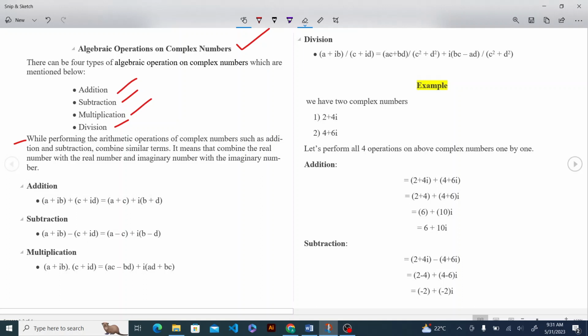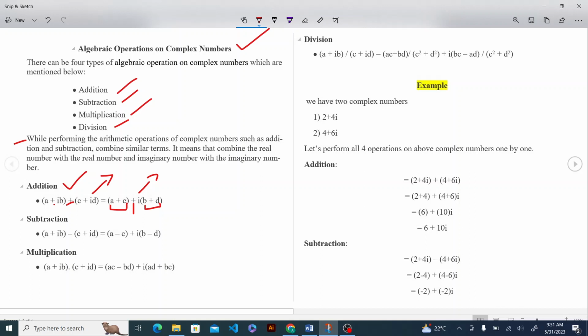The first one is addition. For addition, we have this formula. If we are adding two complex numbers, the first one is a plus b iota, plus, the plus sign is for addition, and then the second complex number is c plus d iota. If we are adding these numbers, then they will be added like this: the real parts a and c will be added, a plus c, and then the plus sign will come, and then b plus d, the imaginary parts will be combined or added, and then the iota sign will be placed here. So this is the formula for addition.